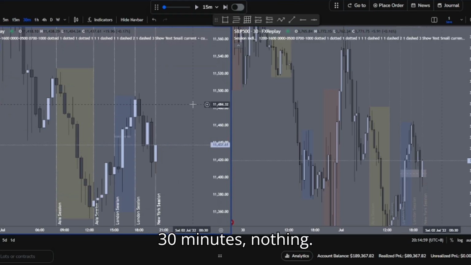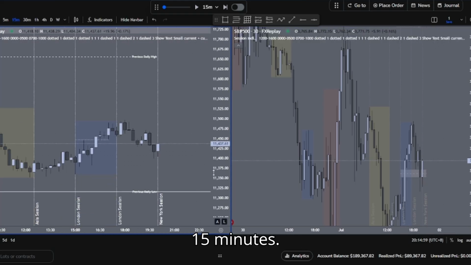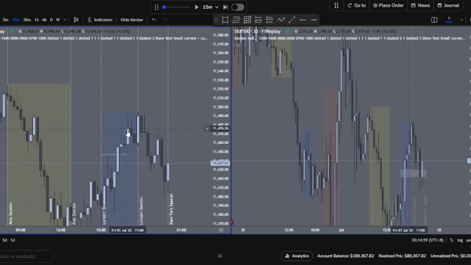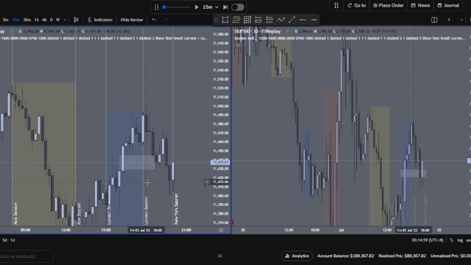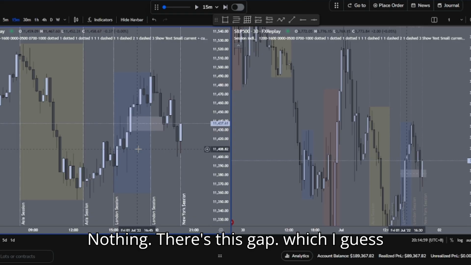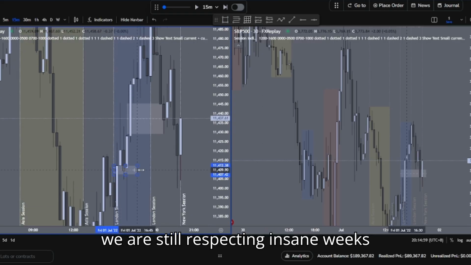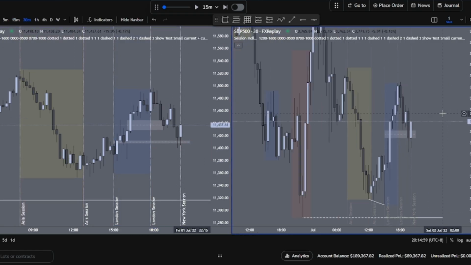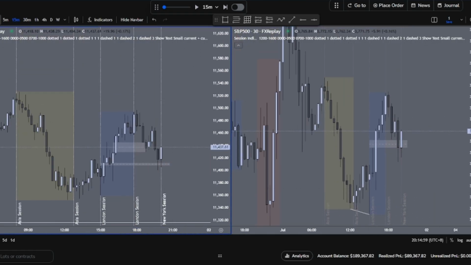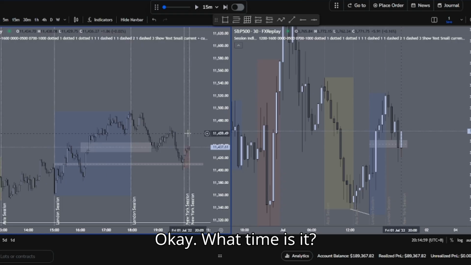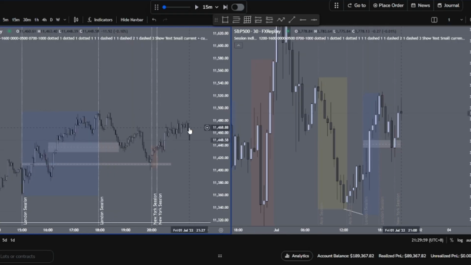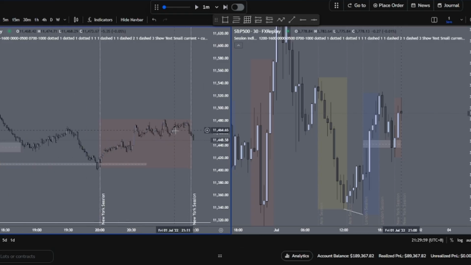30 minute, nothing. 15 minute. There's a gap here, which we have already inversed though. Nothing. There's this gap, which I guess we are still respecting. Insane wicks off of it. Okay. What time is it? Okay.